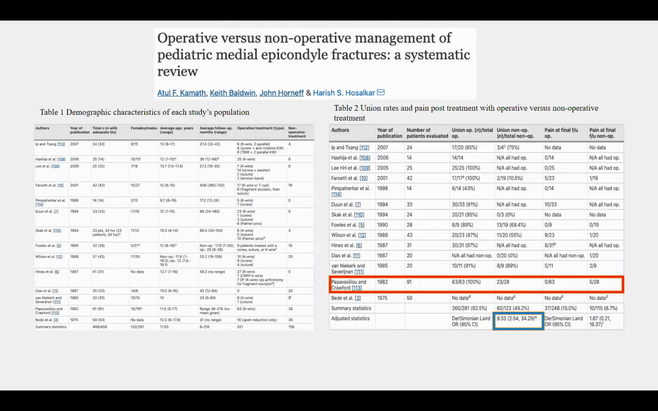Table 1 highlights demographics of the patients in this study. There were 261 males, 132 females. And table 2 highlights the findings of each individual study. 92.5% of patients who received operative treatment had bony union at final follow-up, compared to 49.2% of patients treated non-operatively.